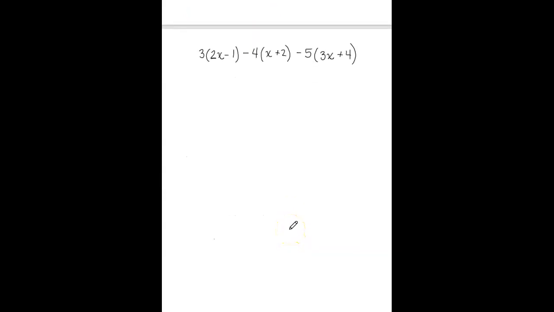So let's scroll down a little bit. I want to go ahead and do this one. I've got some distribution happening, and I'm going to have some collection that I've got to do. Let's go ahead and get that started. So my 3 times 2x is going to give me a 6x. My 3 times a negative 1 is going to give me a negative 3. Negative 4 times x is going to give me a negative 4x. And my negative 4 times positive 2 is going to give me a negative 8.